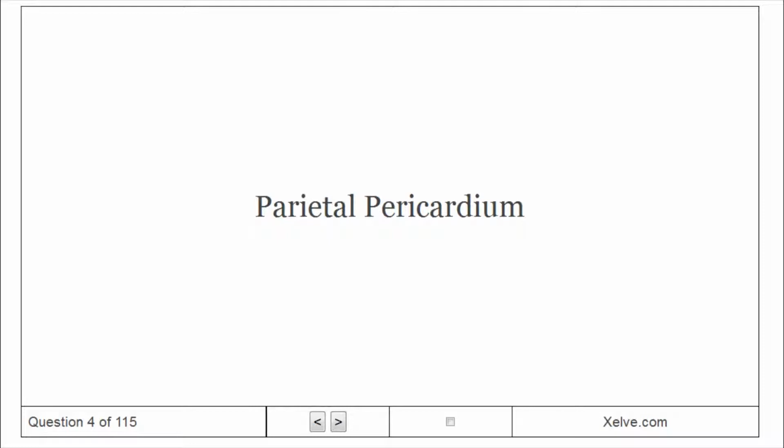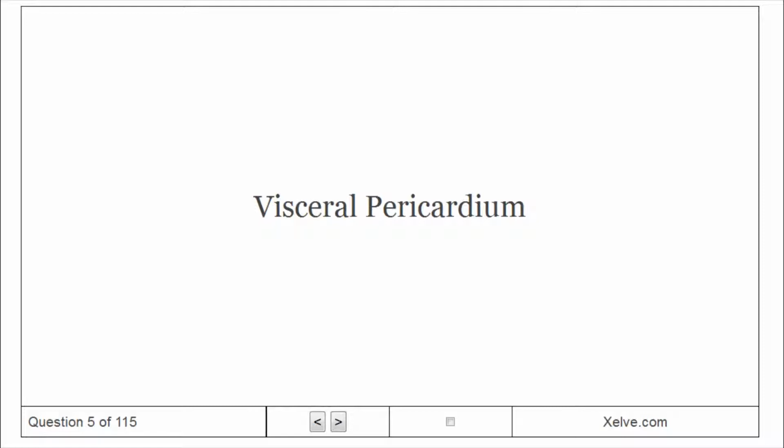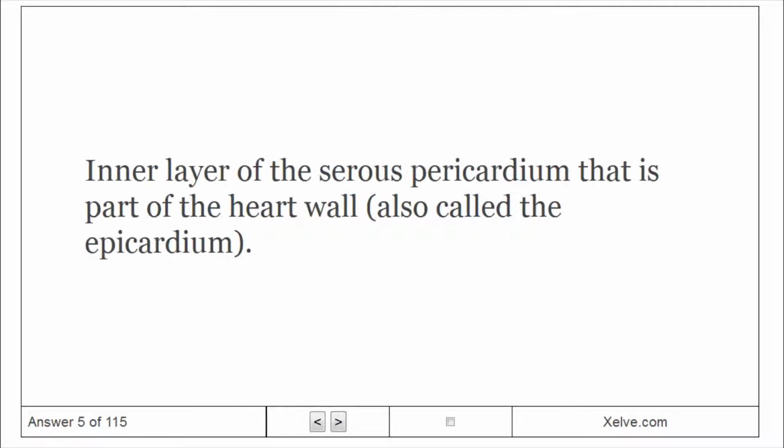Parietal pericardium. Outer layer of serous pericardium that forms part of the pericardium. Visceral pericardium. Inner layer of the serous pericardium, that is part of the heart wall, also called the epicardium.